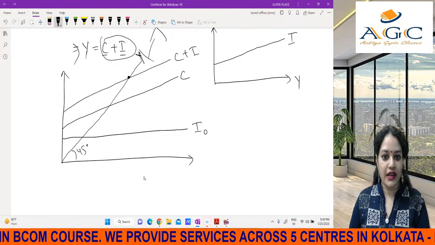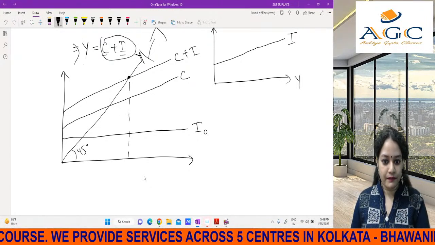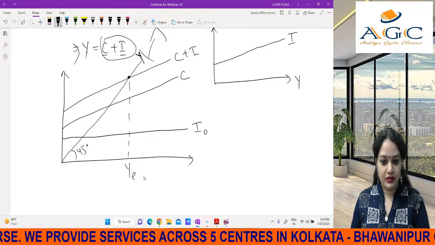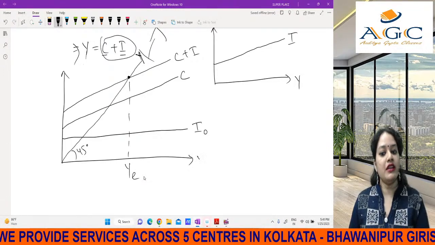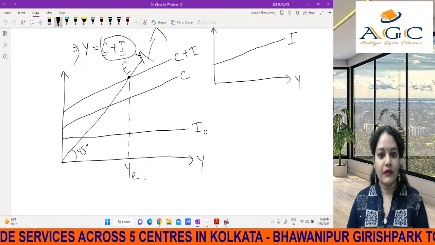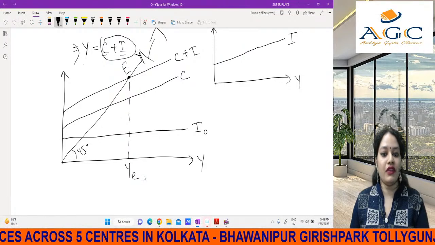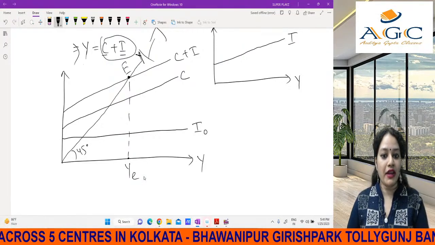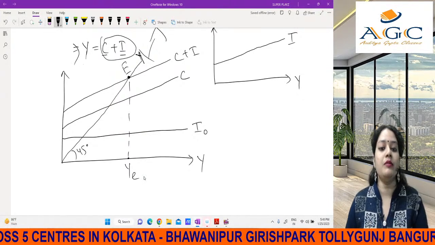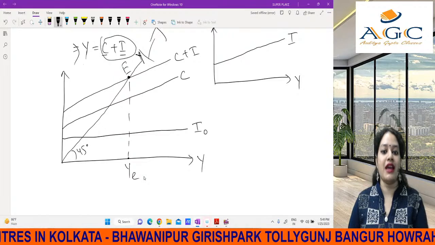Here, right? So, you will drop a line down and say, this is your income line. We already know that this is our income line. We can say that this is our equilibrium level of income, and at point E, what is happening? Our equilibrium condition is satisfied, that is Y is equal to C plus I.